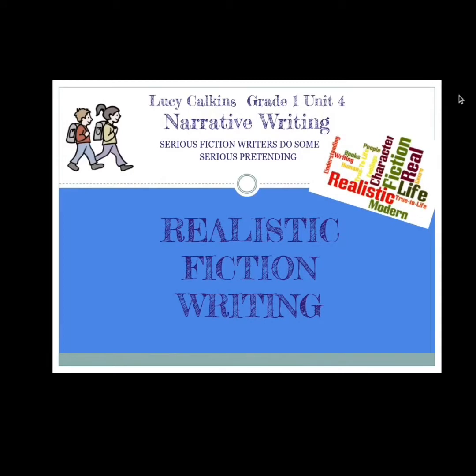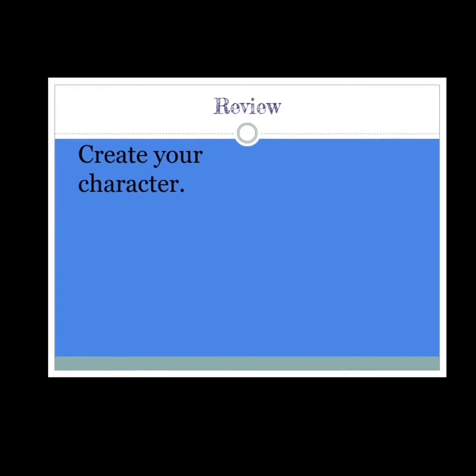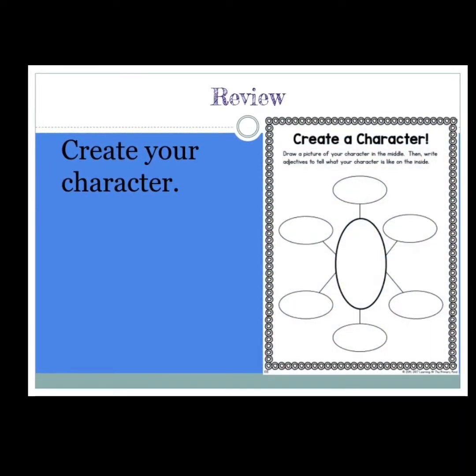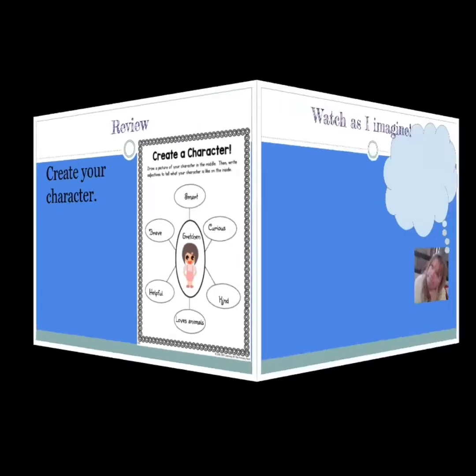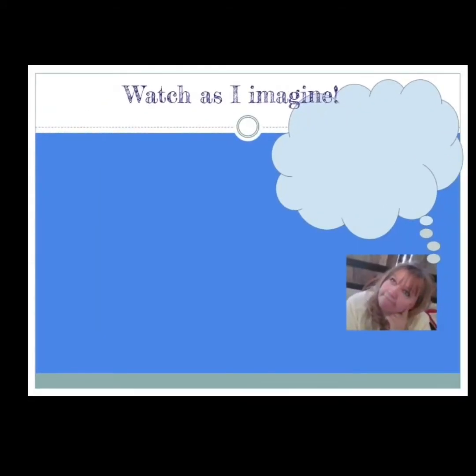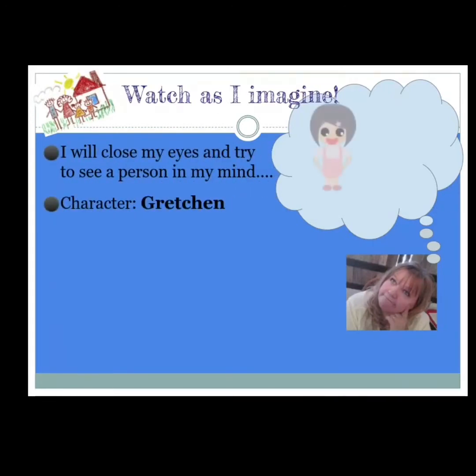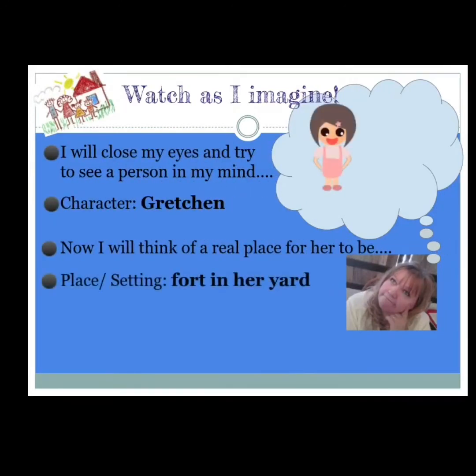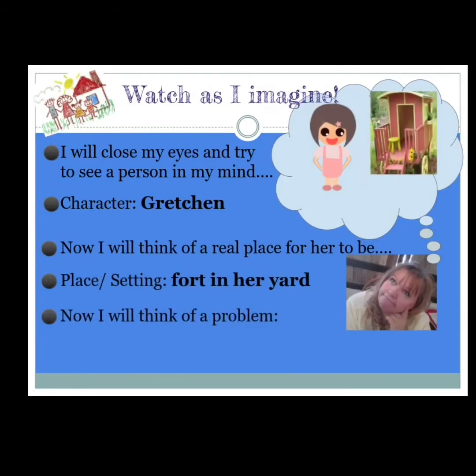In lesson 2, we talked about character. You created your character. You watched as I created my character, Gretchen, and I told you all about Gretchen and the things that I wanted you to know about her, that she's curious and kind and loves animals and she's helpful and she's brave. And then you watched as I imagined Gretchen in a situation where she was in her backyard fort and her problem is that she found a hurt bird that looked like this.